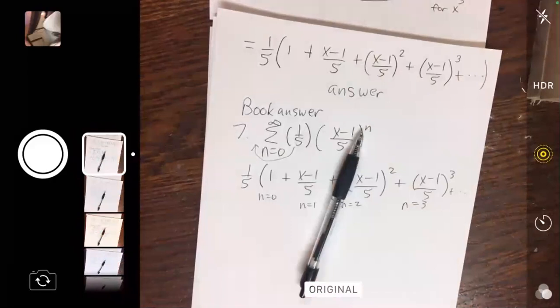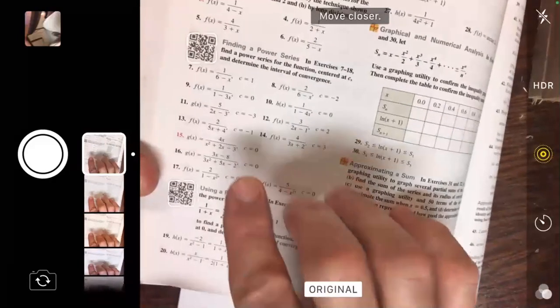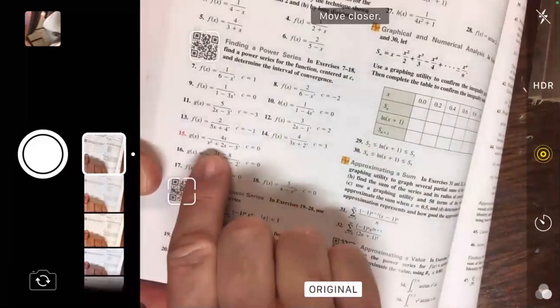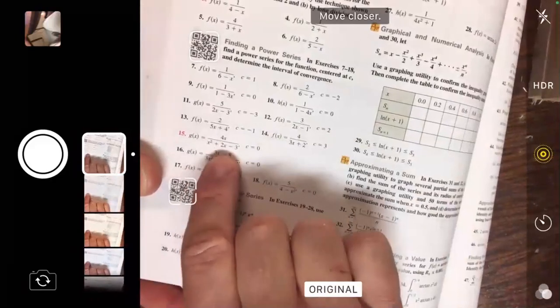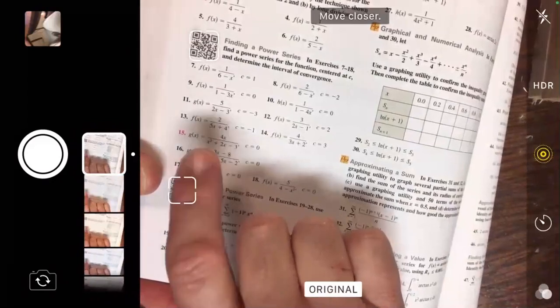Looking further down the page, is there anything else? 15 is going to be a project by itself, even though in 15 they're centering it back at 0, so you don't have to mess with subbing in the x plus something, x minus something. You notice the form of this? You're going to have to factor that bottom and do a partial fraction expansion on it. 15 will be a project.